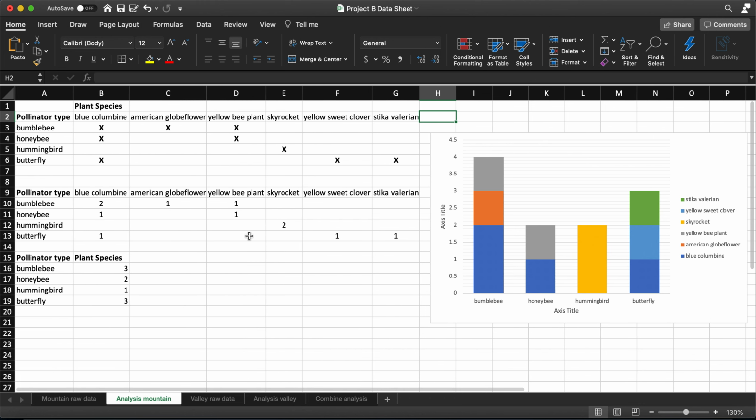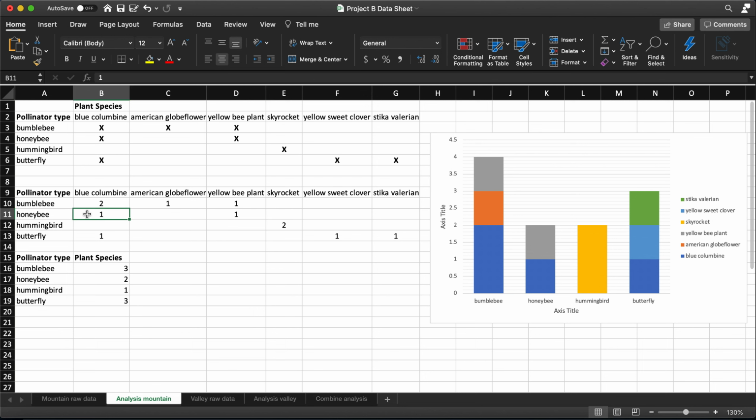Okay, so now I'm gonna show you a summary of what is actually in this table. I put the pollinators that I saw in the mountain, and here I counted how many different species a bumblebee visited. So for example, there were 1, 2, 3 species of plants that this bumblebee visited.